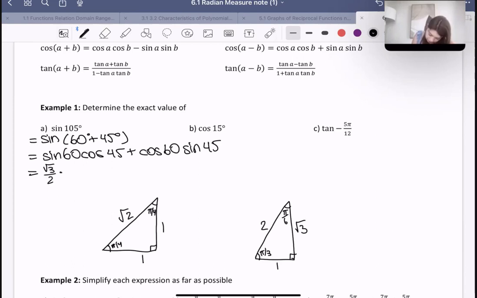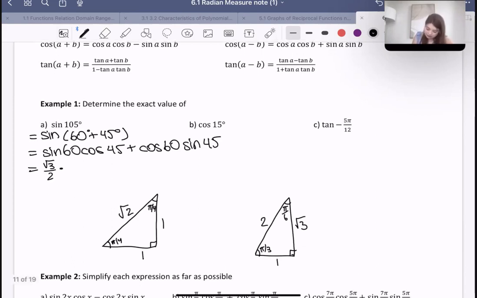Okay? What about cos 45? Well, that's going to be 1 over root 2. And then plus, well, what's sine 60? Or sorry, cosine 60? That is going to be 1 half. And then sine 45, which is same as sine pi over 4, is the same as 1 over root 2. So what's the answer? The answer would then be root 3 plus 1 over 2 root 2 if we combine those. And that's our exact answer. So very good.